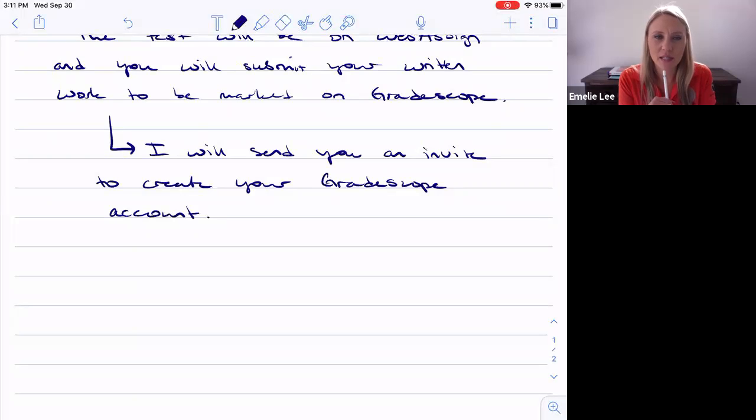Do you mean for the actual test? There's going to be a time limit for the WebAssign, and then I'll set the Gradescope to close an hour later or so, so that you have time to organize your scans and upload them. So there will be a time limit on the Gradescope as well as the WebAssign, but it would be later. Does that help?